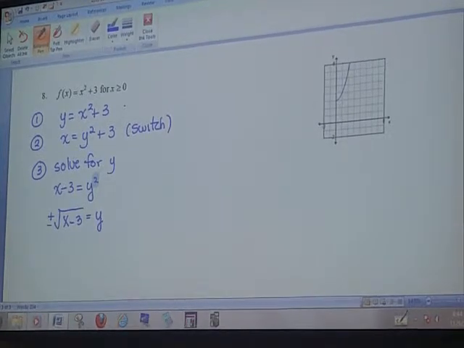So what this is telling me is that I'm only going to take the positive one. Otherwise, I wouldn't have a function, because you can't have y equals plus or minus something. We learned that in our little function inventions. So y equals the square root of x minus 3. That's my f inverse. Allegedly.